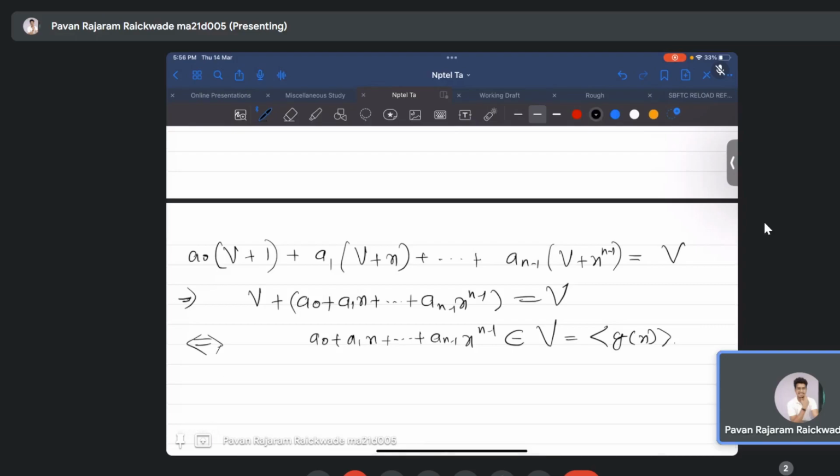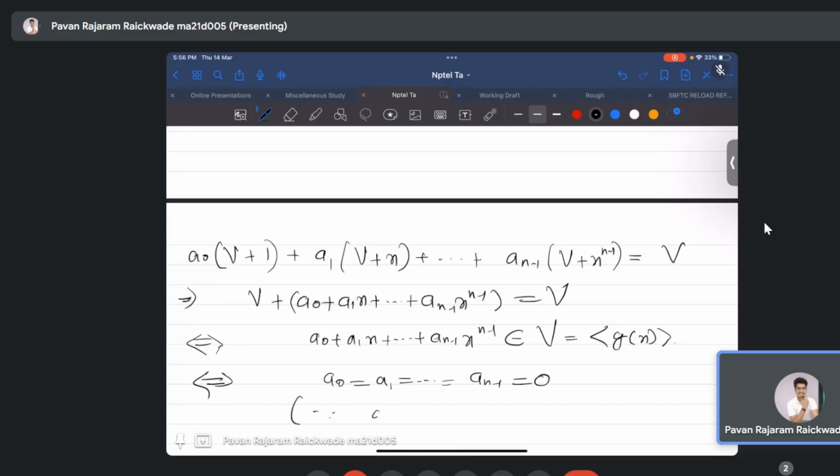So when can this happen? An n minus 1 degree polynomial belongs to the ideal generated by g(x), right? But this cannot happen, because g(x) has degree n, and an n minus 1 degree polynomial cannot belong to the ideal generated by g(x), because this polynomial should divide g(x), right? And a lower degree polynomial cannot divide g(x). So this is not possible. This happens if and only if it is the zero polynomial, not even constant, a zero polynomial. If and only if a naught equals a1 equals a n minus 1 is 0.